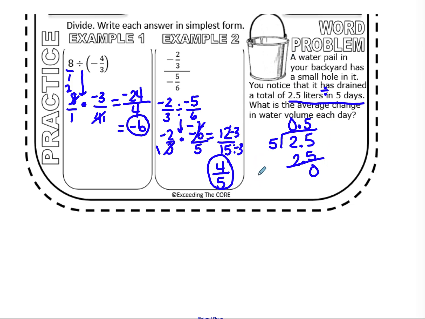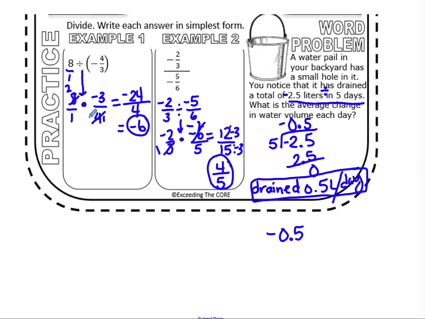So what is the average change? Okay, so I'll write it drained 5/10 liters per day. This is a rate because there's 2 labels there. So here I chose to use the word drained, but drained means going down, so instead of using the word drained, I could have also said that's a negative 5/10, because really this 2.5 is like a negative. It's going down.